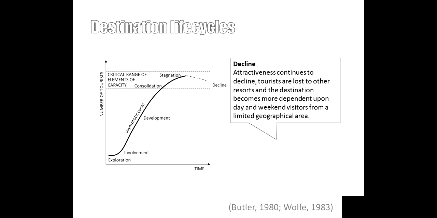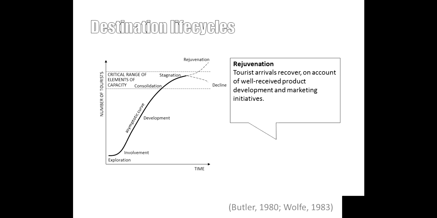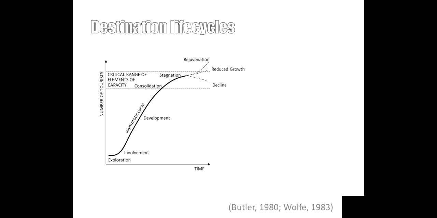The most likely outcome is the decline stage, where arrivals and expenditures fall to historically low levels, and premises lie empty or are converted to other uses. More optimistically, the rejuvenation stage sees a resumption of the previous upward trend in visitation, thanks to investment in the product, for example, new and refurbished accommodation, and success in repositioning the destination to appeal to alternative markets, such as business travelers and special interest tourists. Other outcomes are possible, as represented here.